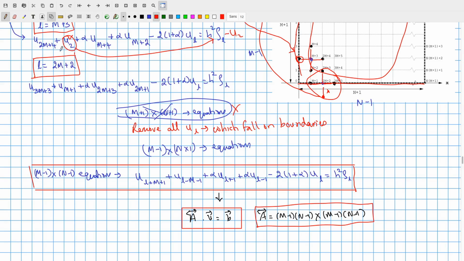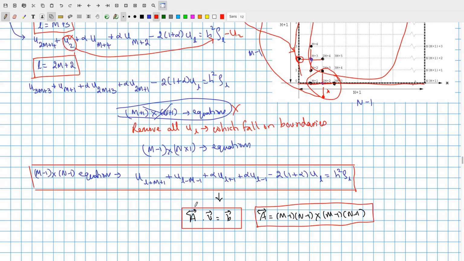When you are writing the program, you have to construct or move all these boundary values to the right hand side and make a matrix equation of this form. And that's how you will get a matrix equation of (m-1)(n-1) into (m-1)(n-1) matrix equation.